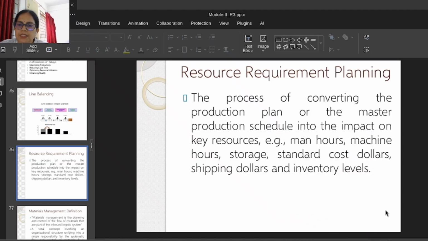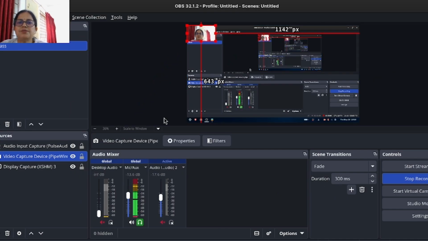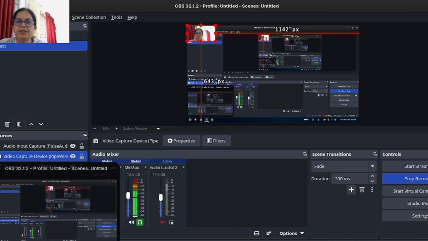Hello everyone. Today in this class we are going to discuss resource requirement planning. What is resource requirement planning? How we need to use our resources, and in a proper way how we are going to manage our resources, is called resource requirement planning. In resource requirement planning we are going to discuss MRP1 and MRP2.